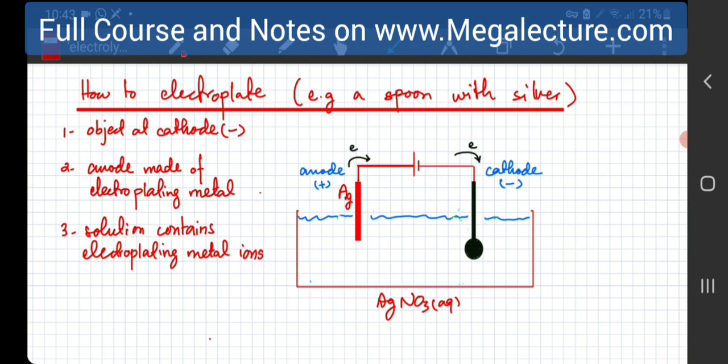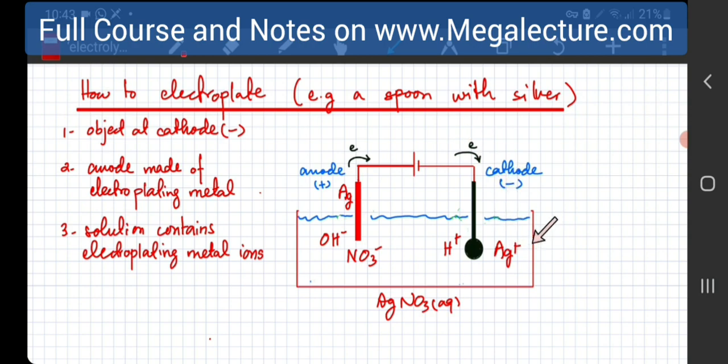So again, just like the last time, what's going to happen? The solution has silver nitrate. So at the negative side, silver ions are going to get attracted to the spoon because it's the cathode. The NO3 minus 1 ions are going to get attracted to the anode because positive will attract the negative ions. And it's aqueous, so that means you've got 2 more ions. One is H plus 1, so lots of H plus 1 ions, and lots of OH minus ions. OH minus ions will get attracted to the anode. And the millions of H plus 1 ions in the solution will get attracted to the cathode.